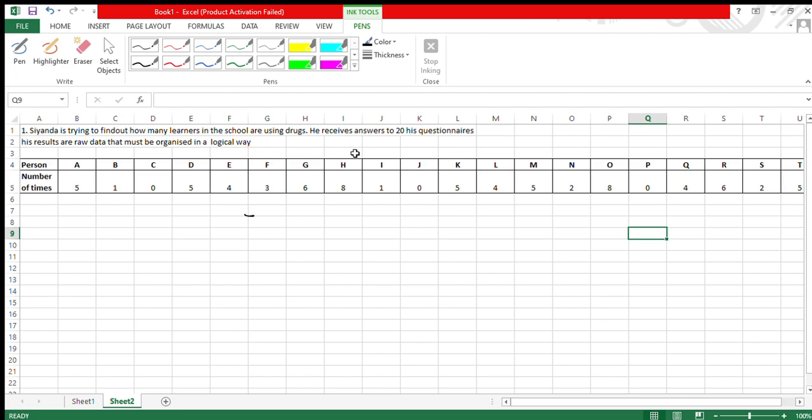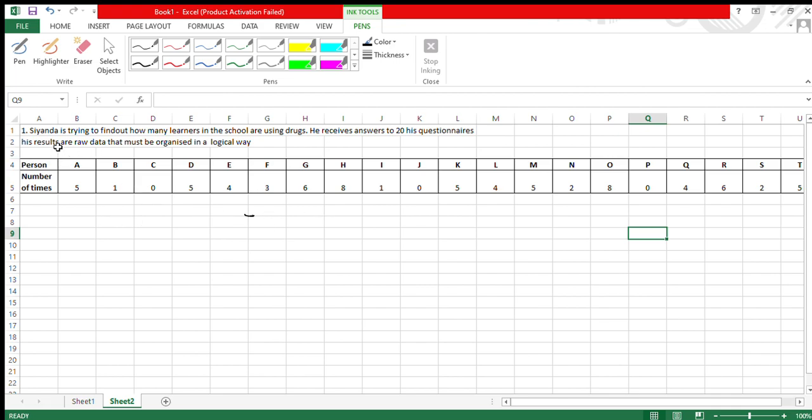Today I'll be discussing data handling, particularly tallying and frequency. So this lesson is for every high school learner who needs an introduction to data handling. So let's start with the example.